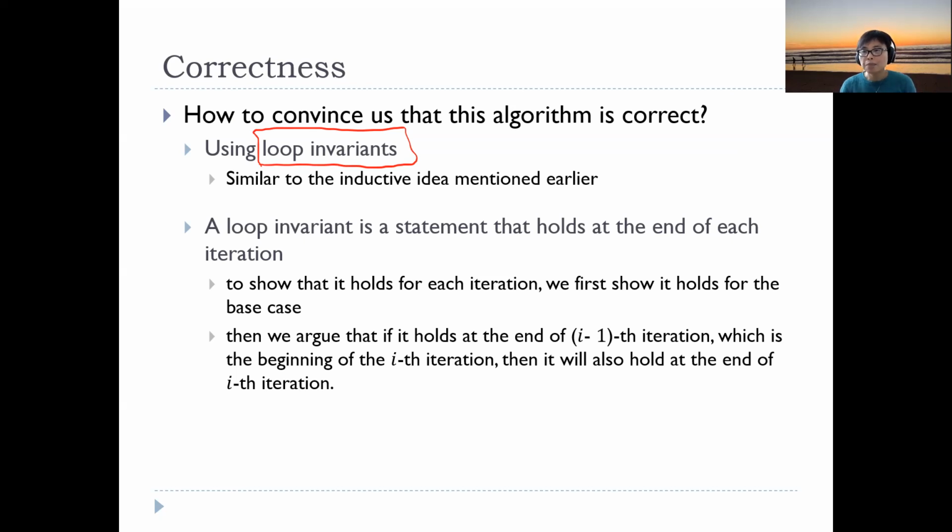Now what you want to do is the following. You want to show that this loop invariant holds at the beginning, basically the base case. At the beginning you show that it holds, and then you argue that if it holds at the end of the i-1 iteration, then it also holds at the end of the ith iteration as well. Once you can prove this, so this is the inductive step.